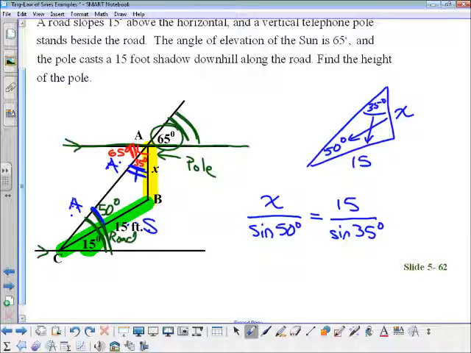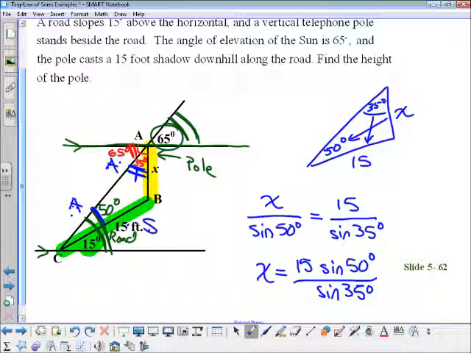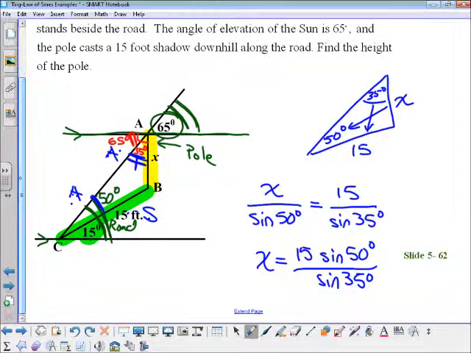Okay, solve for x. Multiply both sides by sine 50 degrees. Divide that by sine of 35 degrees. There's our exact answer. But if somebody asked me my height and weight, and I said my height is sine of 50 degrees divided by sine of 35 degrees, that would not be helpful. So we're going to plug it into the calculator, get an approximate length.